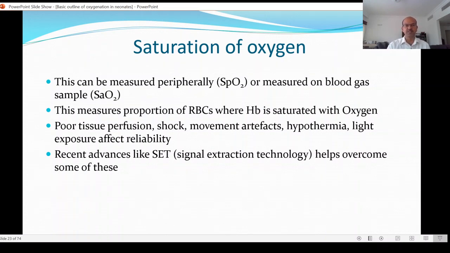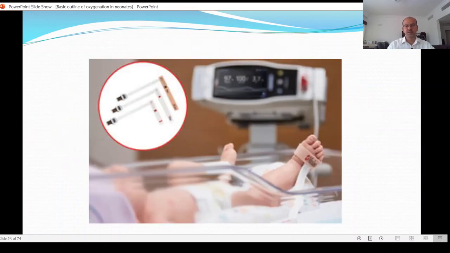It measures the proportion of RBC where hemoglobin is saturated with oxygen. Because it depends on pulsatile flow, any situation which affects tissue perfusion, like shock and movement artifacts, hypothermia, and because of the light being involved, light exposure may also affect reliability. There are recent advances, like we have in the Masimo monitor, signal extraction technology, and this helps to overcome some of this, with quicker averaging time without affecting accuracy, and movement artifacts are reduced as well. So this is a reflection of the monitor.